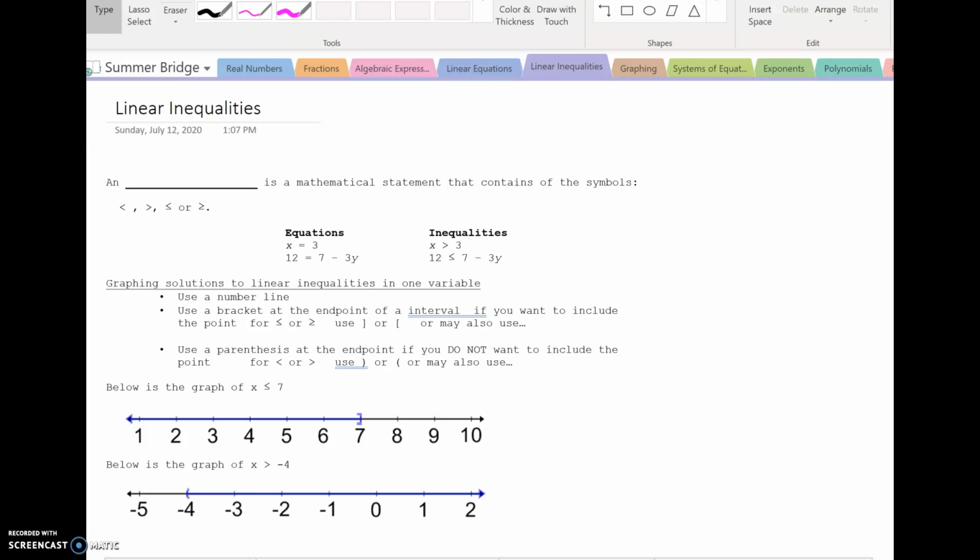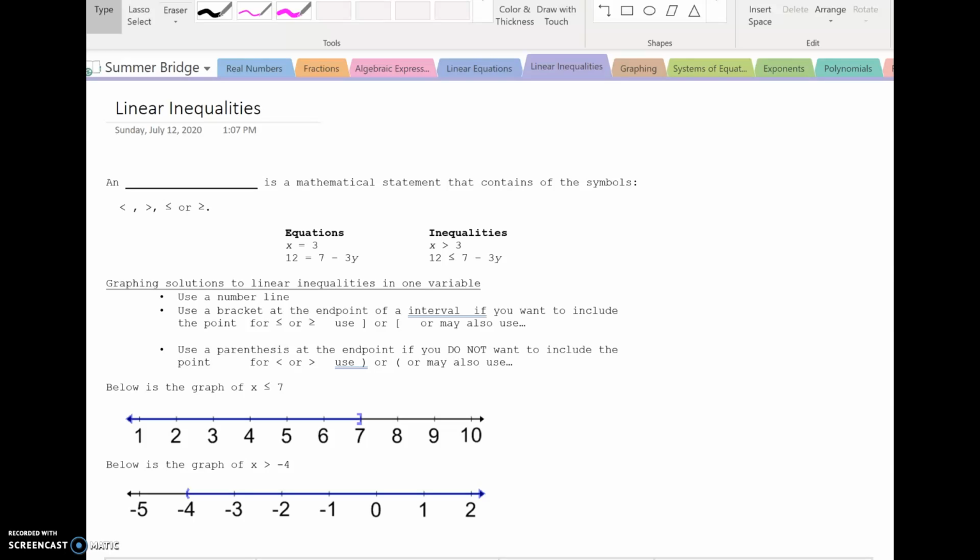All right, welcome to linear inequalities. This is an introduction to linear inequalities, basically where we're going to talk about what actually is an inequality and some words associated to it, graphing it on a number line, and then just translating it from words to inequalities.